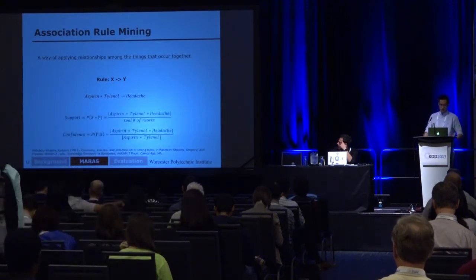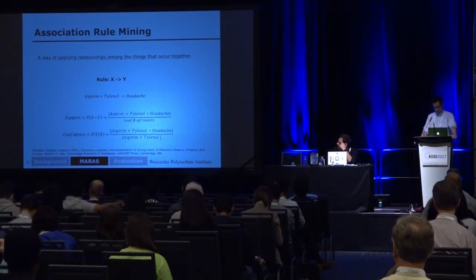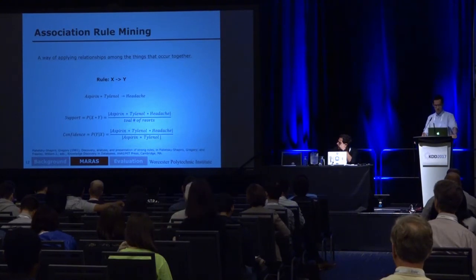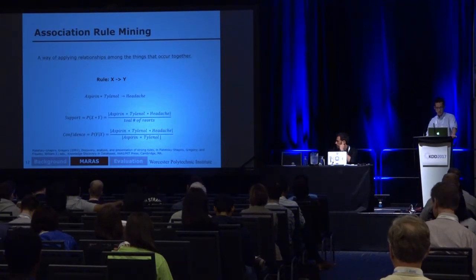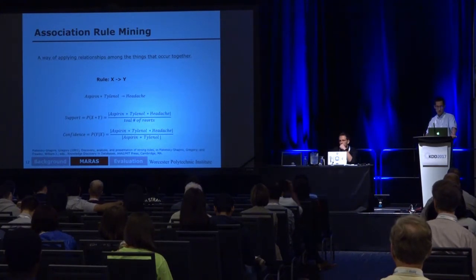There are two classical measures of the significance of the rules. The first one is support. Support is essentially the proportion of the cases that contain X and Y, in this case, these three items. And confidence is a conditional probability: having X presented, having this drug presented, how possible is it that you will have Y?